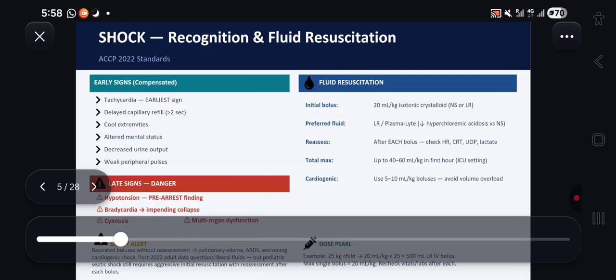In cardiogenic shock, see here, the rate is different, only 5 to 10, because as we said, the heart has a problem. So I will use only a rate of 5 to 10 ml per kg as bolus to avoid volume overload. If you can see here, there is a safety alert at the end that repeated bolus without reassessment can cause pulmonary edema, acute respiratory distress syndrome, and worsening cardiogenic shock. So after each bolus, I need to reassess the patient.